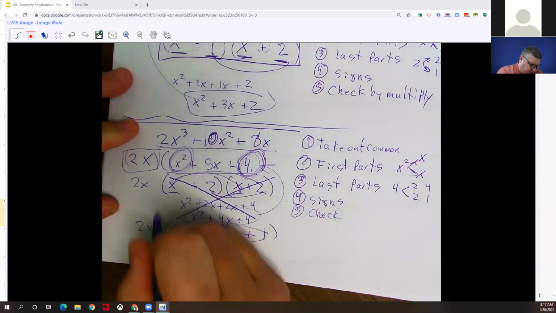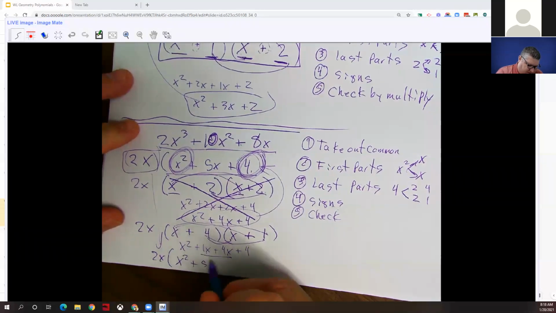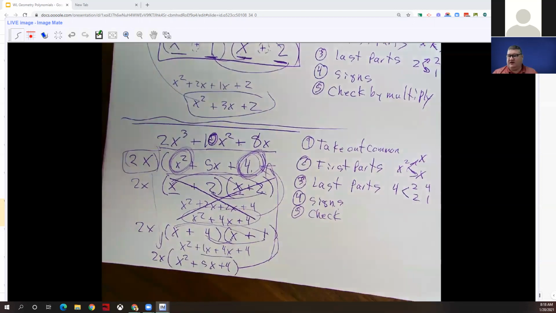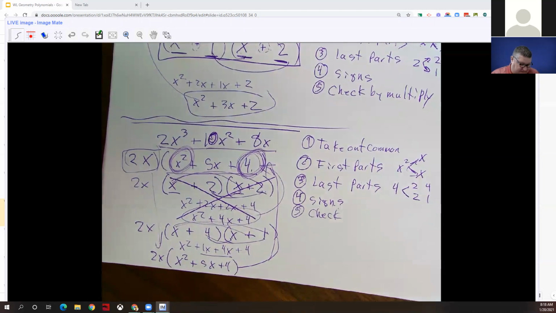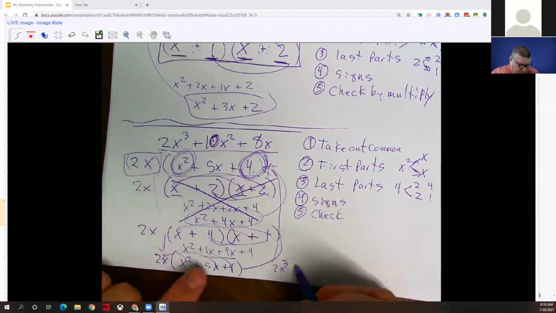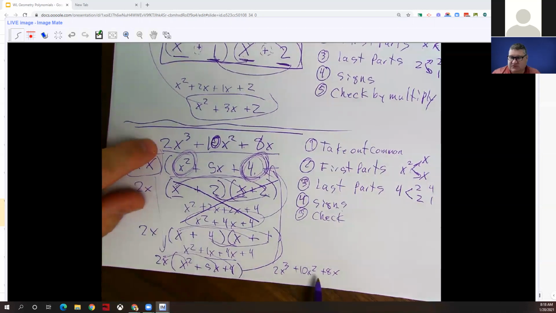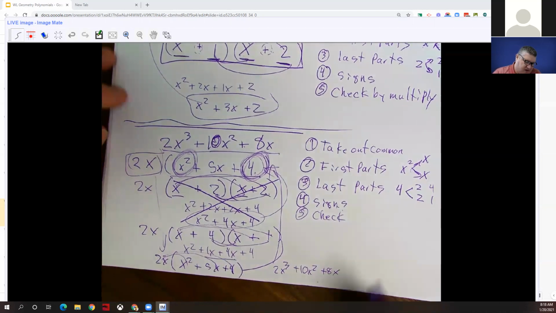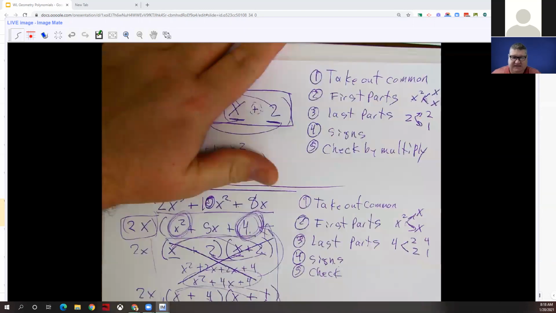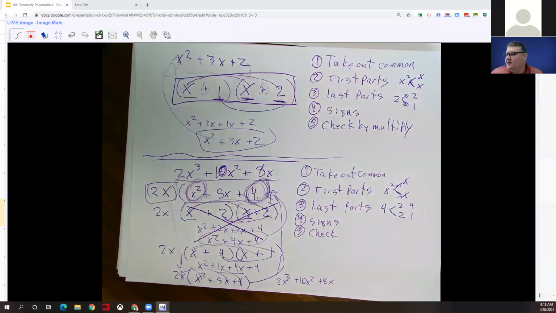So the 2x has just been sitting out here the whole time. And that brings us to x squared plus 5x plus 4. Does that match what we were trying to do? Yes, it does. And if I wanted to throw this back in, would it make 2x cubed plus 10x squared plus 8x? Would that match the original? Yes, it does. Okay, so this is what we're doing. Should you be good at it yet? No, not necessarily, but we're going to follow the same steps all the way down through.